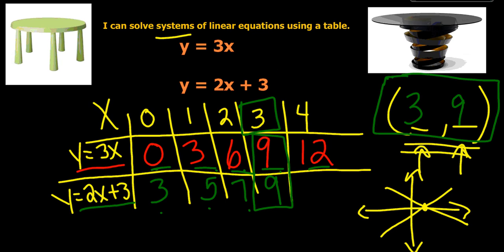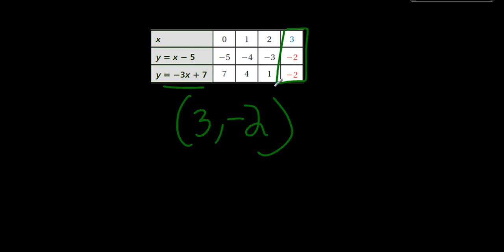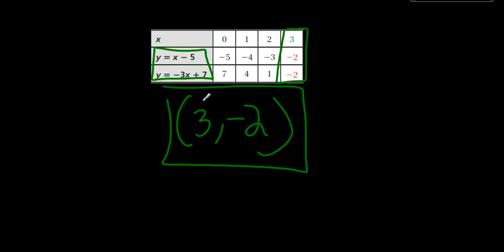But the other way that they might give it to you is even easier yet: they might just give you a table. And if they just give me a table, now I can just take a look and say, here are my x values, where do my y's match? And they've highlighted it for us here, that my y values match right here at 3. So the solution would be 3, negative 2 for this system of y equals x minus 5 and y equals negative 3x plus 7. So this kind of table, super helpful in math.